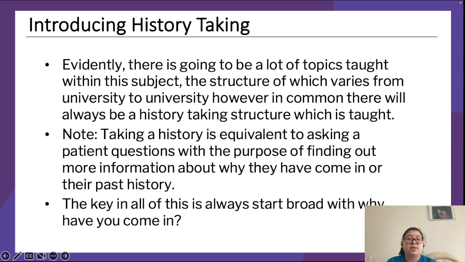So one of the first topics you'll learn in clinical skills is something called history taking, and that's essentially just learning how to talk to a patient and get information from them in terms of why they've come and what their past history is like.